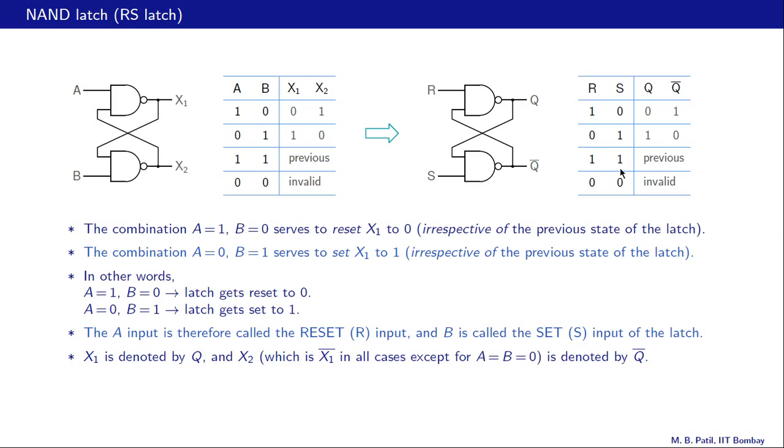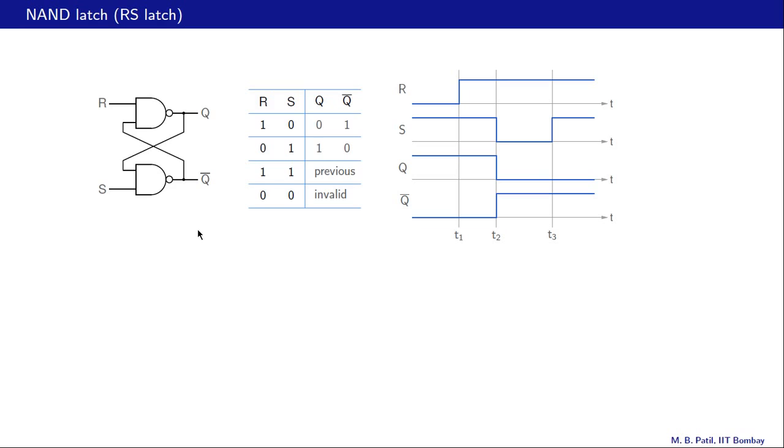When R and S are both 1, as we saw in the last slide, nothing really changes, and the previous state Q as well as Q bar continues to hold. And the last entry, as we have seen, is invalid, and later we will explain why this entry is considered invalid. Let us now look at some waveforms so as to understand this table better.